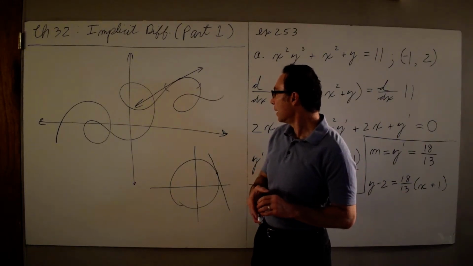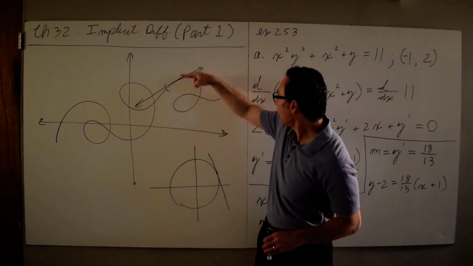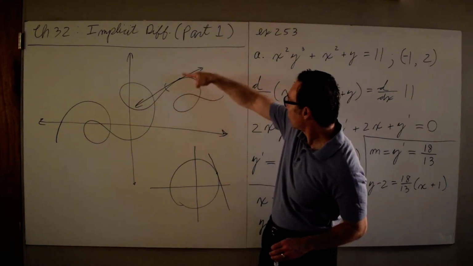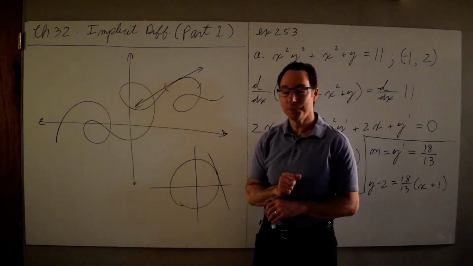The problem is we don't have a function of y in terms of x. Even right here at this point, it fails the vertical line test. So what do we do about that?